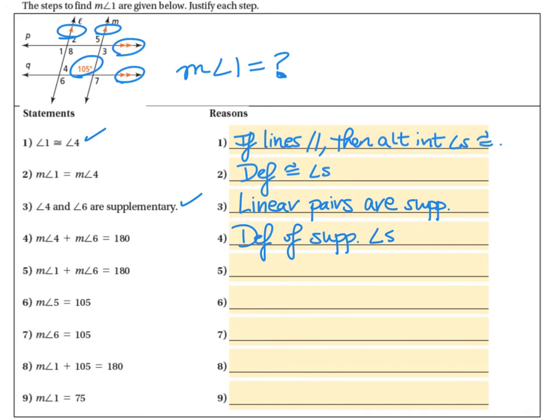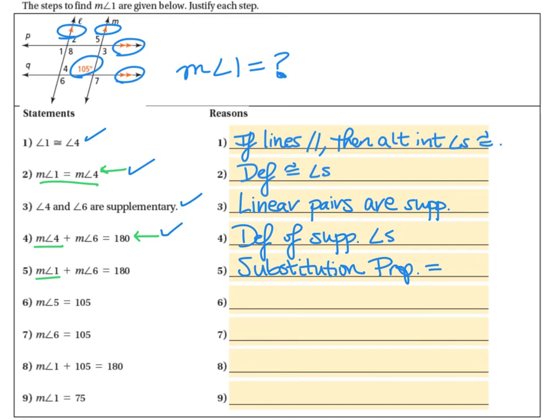So on our step 5 here, we really have statement 2 and statement 4 that we're going to use to get statement 5. So what happened there? Angle 4 got replaced with angle 1. Why are you allowed to do that? Because they're equal. So what's the reason? Substitution. Could that one be transitive? Well, no, because you didn't wipe out a whole side. You just replaced one term in equation number 4. So we use 2 and 4 to get 5.